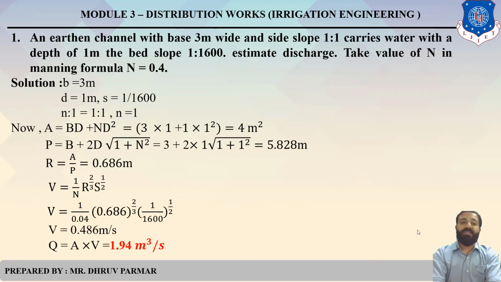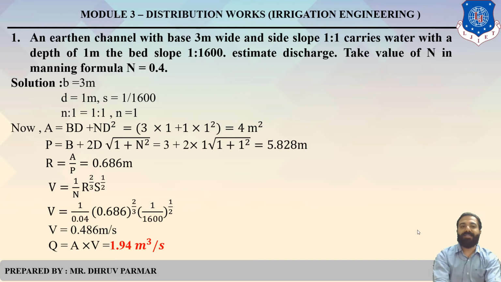The first example: an earthen channel with base 3 meter wide, so the width is given, and side slope 1 to 1. Here side slope means n, small n, is given, and depth D equals 1 meter, and bed slope is given as 1 in 1600. Find the discharge and take the value of n equals 0.4. Clear? First of all, n is given, meaning capital N, the Manning constant, is given. So we can choose Manning's formula. Done. So we move to the solution.